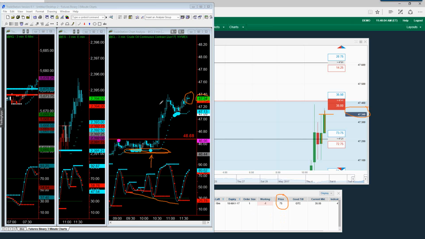Hidden divergence tells you that more likely than not, price is going to pop up. Why? Why did the stochastics go lower than price? It shouldn't do that. That's divergence.